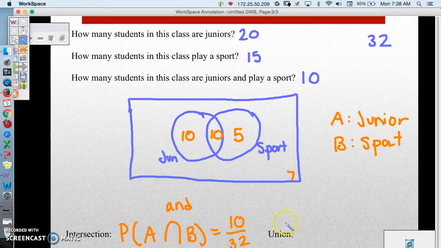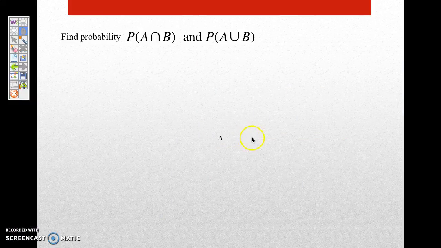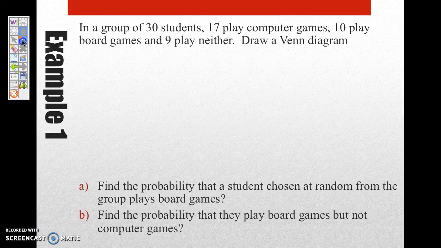The union, that's like saying or, and you see this as the probability of A union B. So that both of them, that would be 10, 20, 25 out of 32. And I think we already did that one, so let's take a look at this one here.